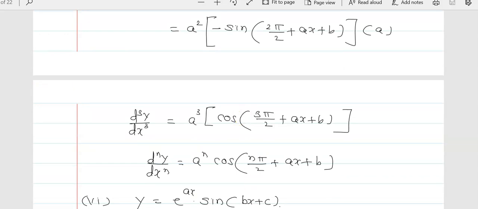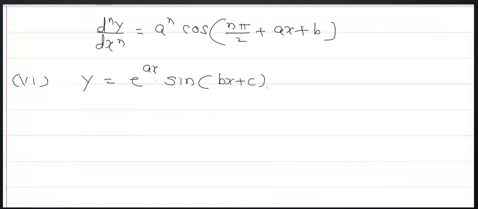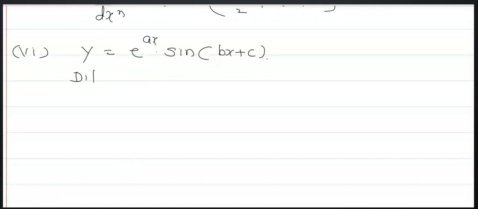Next is the sixth one. y is equal to a into e raised to ax sine of bx plus c. Very interesting problem. And this is the biggest problem of this exercise.